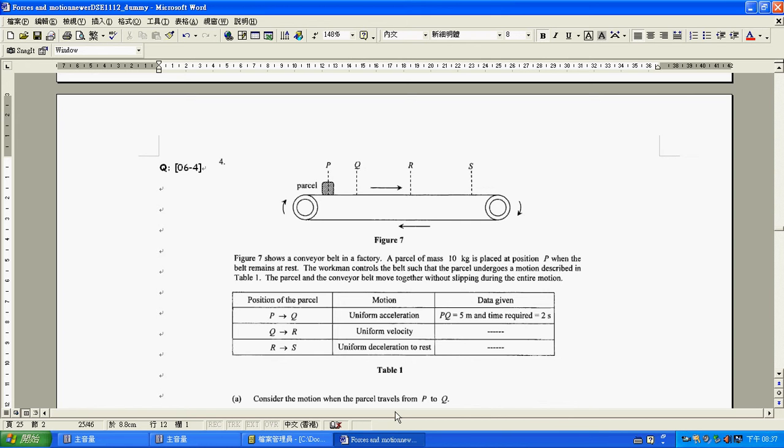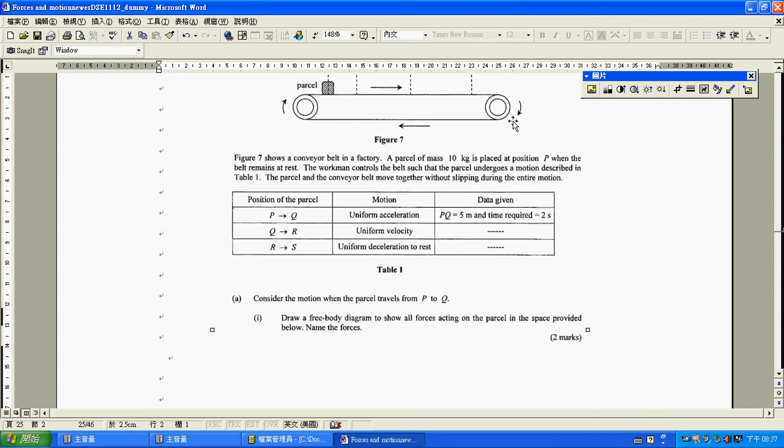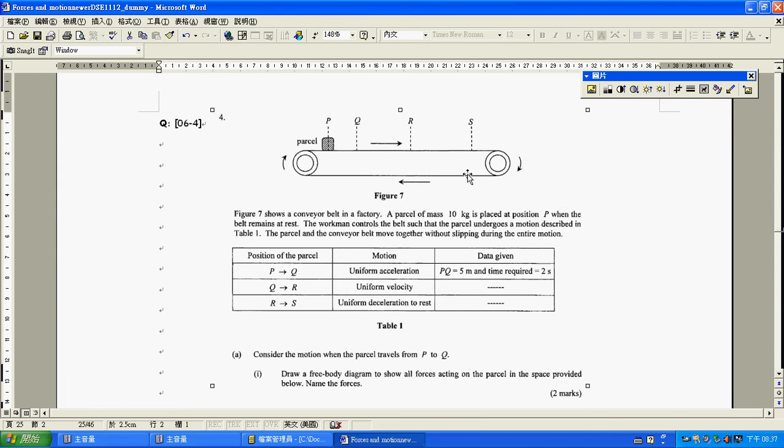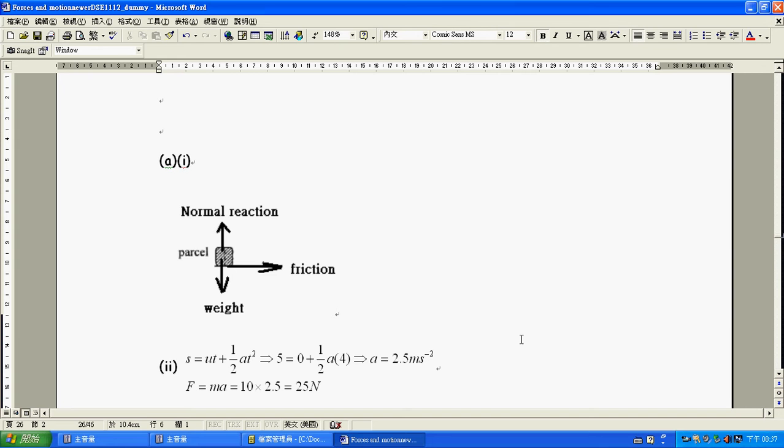2 seconds. So part A, we are required to draw a free body diagram of the parcel. You can see that it's under uniform acceleration, so the net force must be to the right, must be constant. But if we look at the situation, the only possible net force, the force acting to the right, must be the friction. So the free body diagram looks like this.